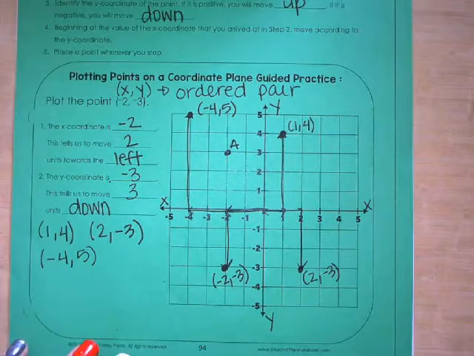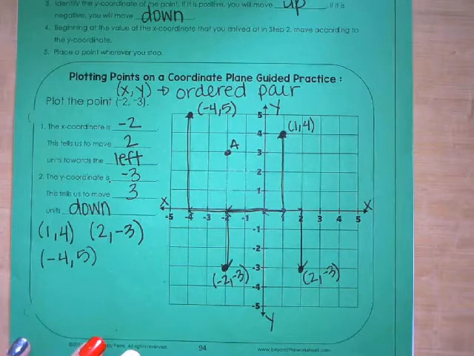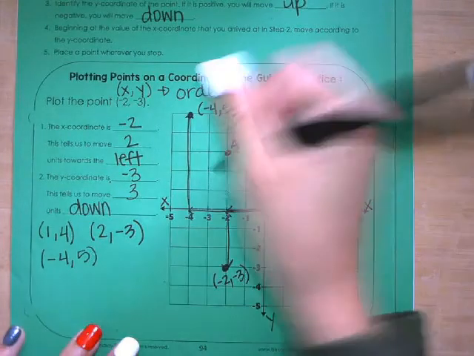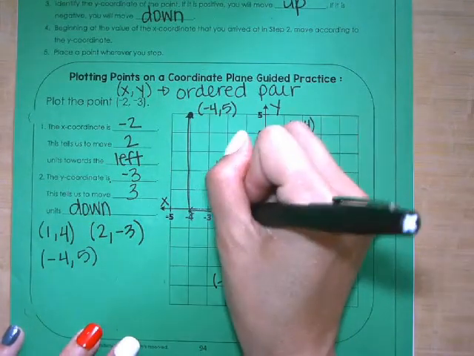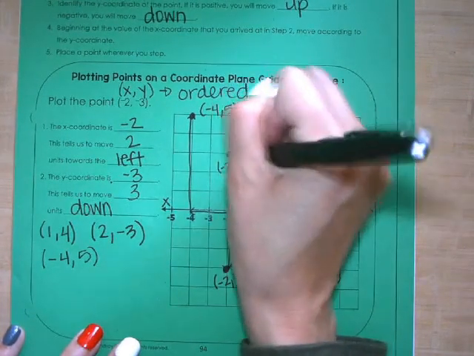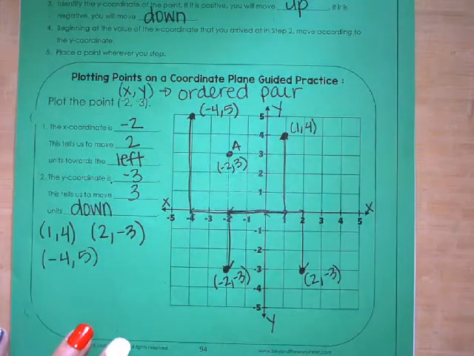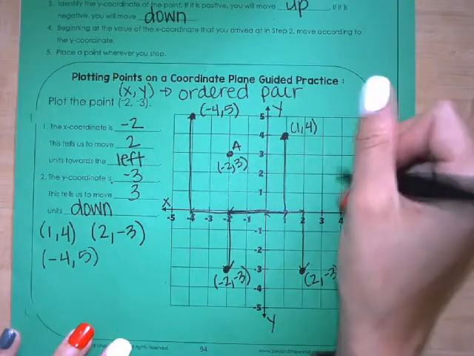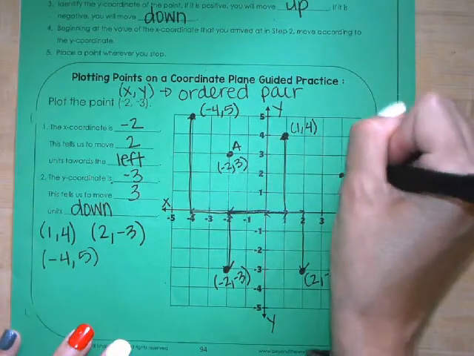What'd you tell me, everyone? Good. You went to the left 2, so that's a -2. And then you went up 3, so that's a +3. What quadrant is it in? Okay, do this one for me.